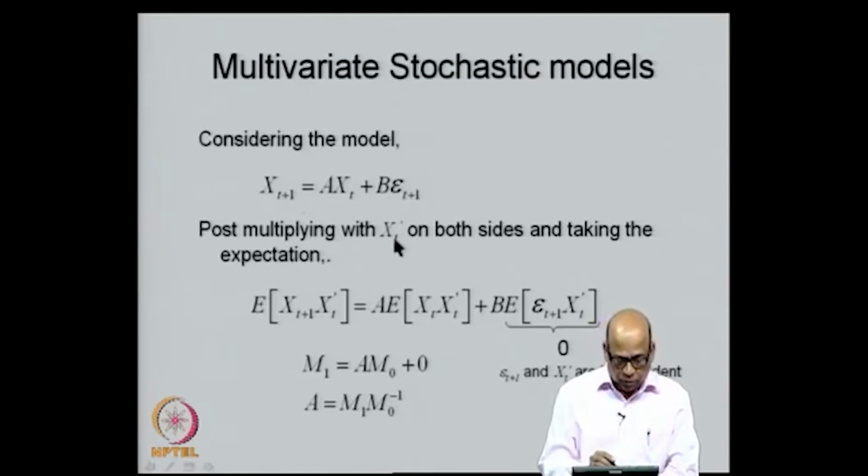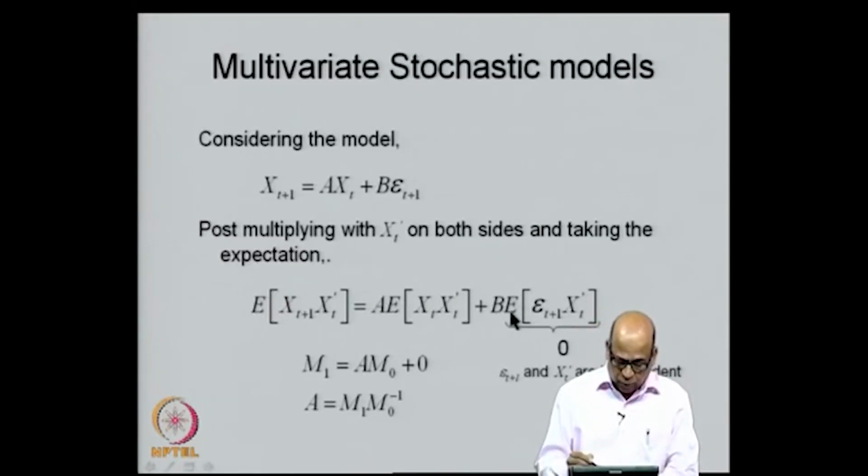To do that, we will post multiply by x t prime, and then we will take the expectation. So, x t plus 1 x t prime equals a x t x t prime plus b epsilon t plus 1 x t prime. I am post multiplying all through by x t prime. Then we will take the expectation. So, the expectation of x t plus 1 x t prime equals a, which comes out because it is a constant, times the expected value of x t x t prime, plus b times the expected value of epsilon t plus 1 x t prime.